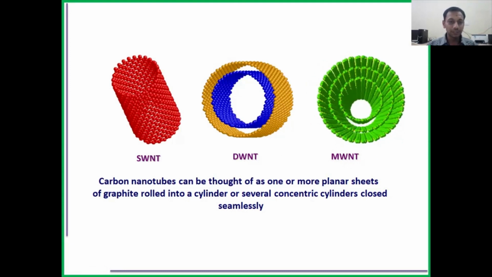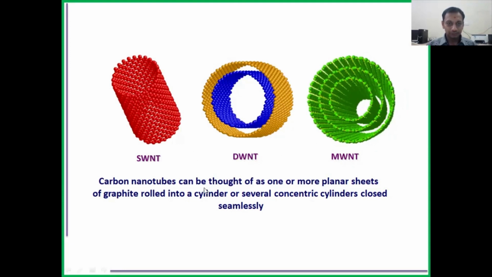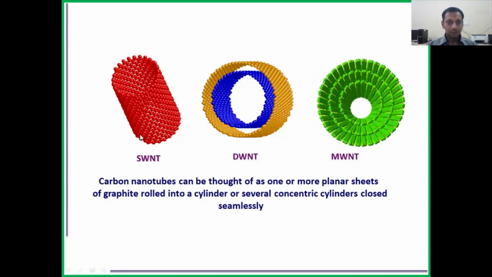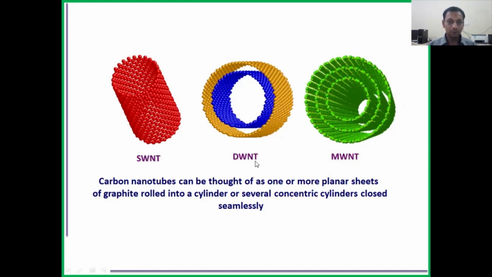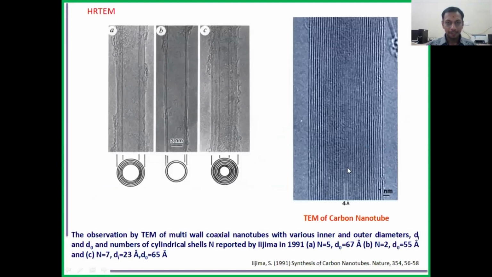So here is a simulated image, a pictorial presentation of single wall nanotube, double wall nanotube, and multi-wall nanotubes. So this is the real picture. You can see the reference here at the bottom. Professor Sumio Iijima did the experiment in 1991, and he published the article in Nature, a well-known, very popular journal. Synthesis of Carbon Nanotubes was the title, and this is the first TEM image of carbon nanotube. I can say multi-wall carbon nanotube.